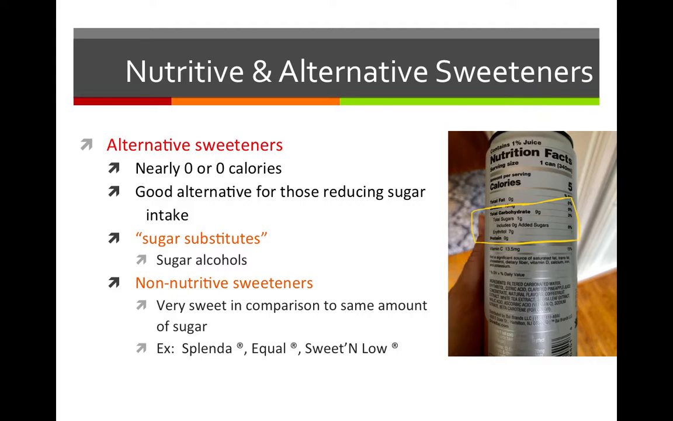Conversely, alternative sweeteners are those that do not provide any energy, so they provide nearly zero or 0 calories. These types of sweeteners are often chosen by those trying to reduce their intake of calories from sugar. Sugar alcohols like xylitol, mannitol, sorbitol, and erythritol are also alternative sweeteners found in chewing gums, sugar-free breath mints and candies, and even some beverages.